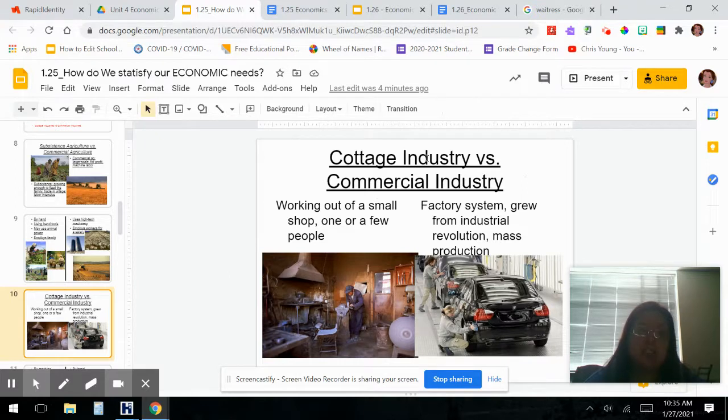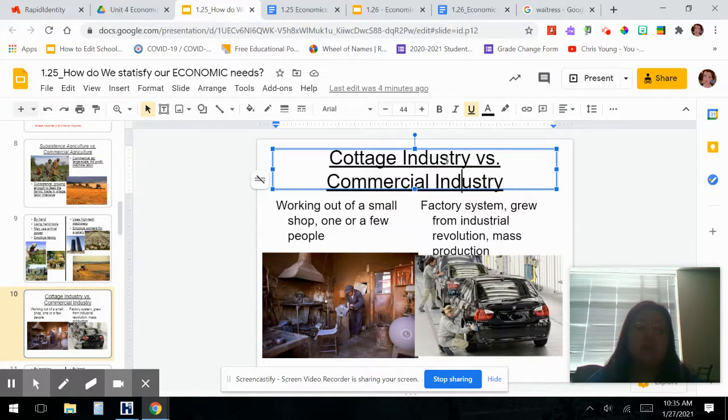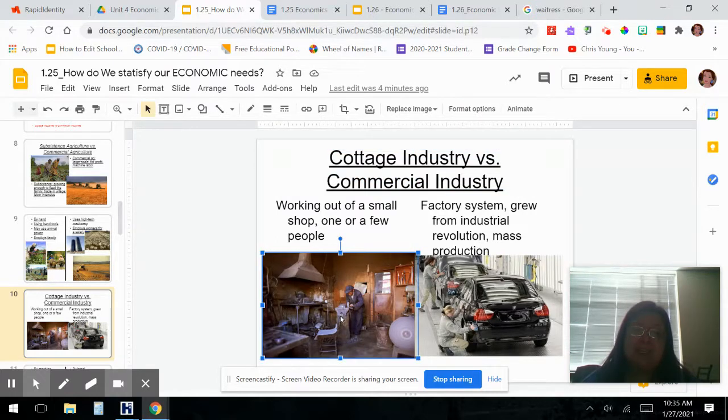Looking at cottage industry. When I say industry, that word means that we are building something. Okay, so we're not talking about plants, we're talking about building something. Cottage is a small home, and commercial, right? Again, commercial means big. So looking at this picture, this looks like a person working out of their home. So do you think that person is going to be making a lot of things or just a little?